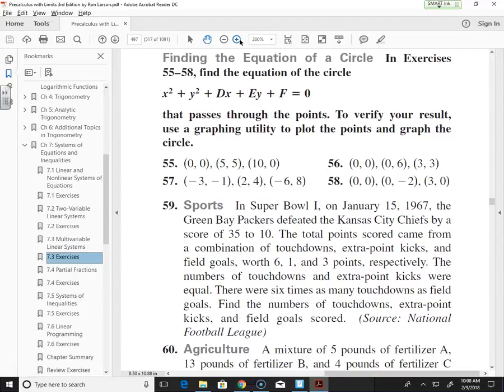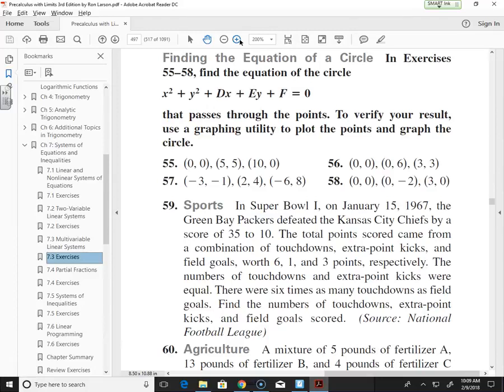In Super Bowl I, the Green Bay Packers defeated the Kansas City Chiefs by a score of 35-10. The total points scored came from a combination of touchdowns, extra point kicks, and field goals worth 6 and 1 and 3, in case you didn't know.